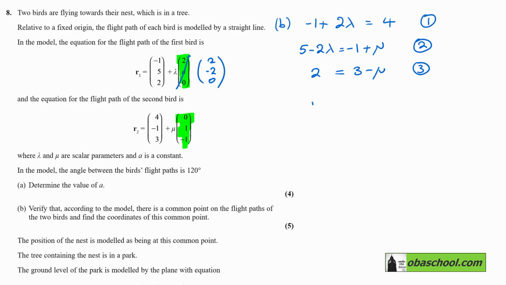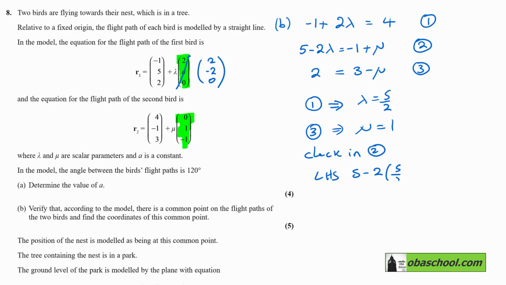Let's call that 3. Equation 1 would give us 2λ equals 5, so λ equals 5 over 2. Equation 3 would give us that μ is equal to 1. 3 take away 1 is equal to 2. We need to check in 2 to make sure that works. So if we look at the left-hand side, that'll be 5 take away twice 5 over 2, which is equal to 0. If we look at the right-hand side, that would give us -1 plus 1, which is equal to 0. So that works. So we now know that they intersect.